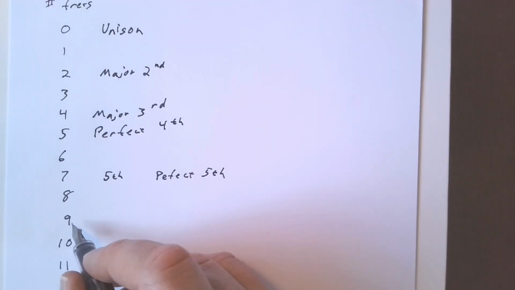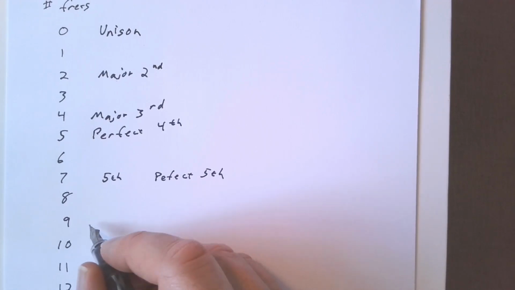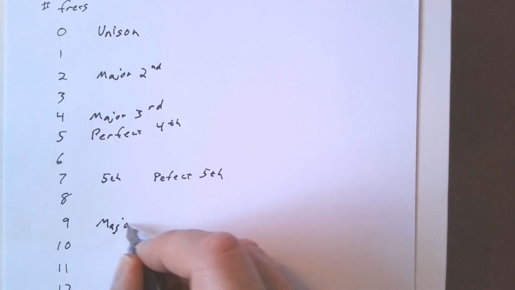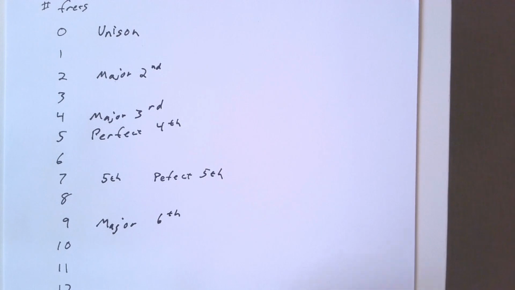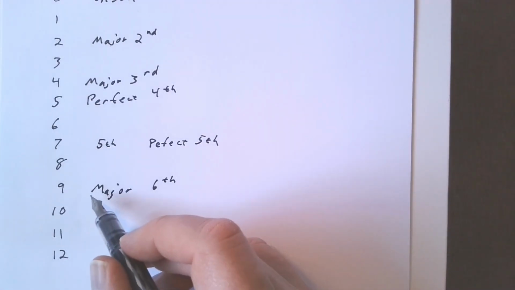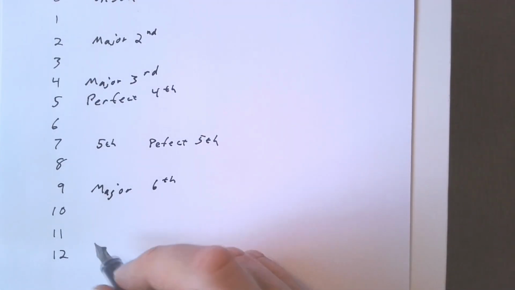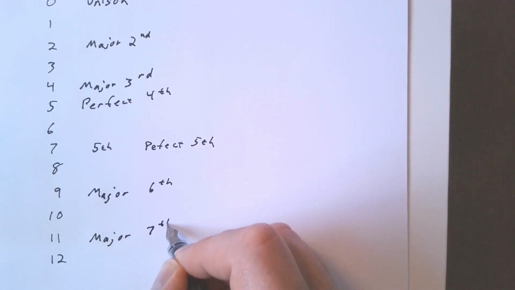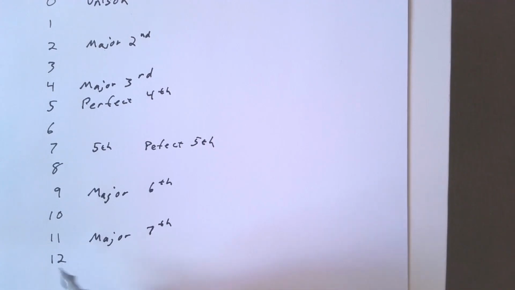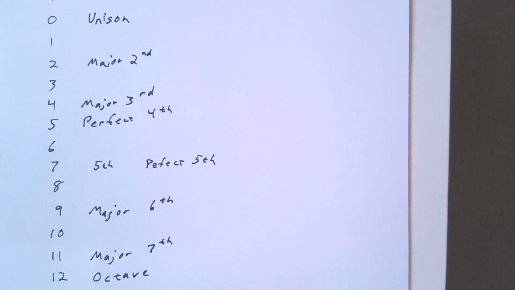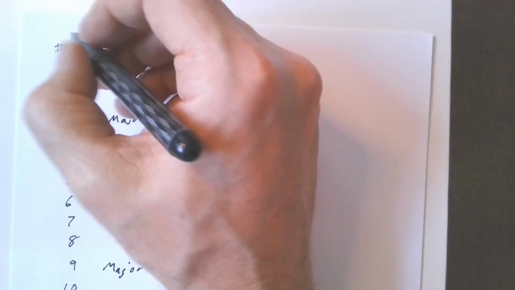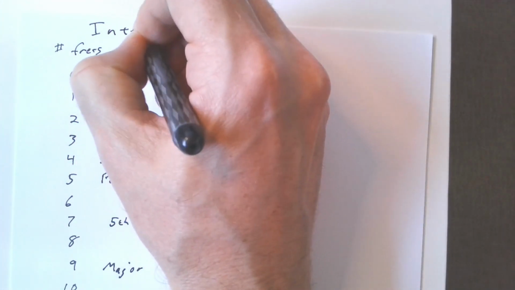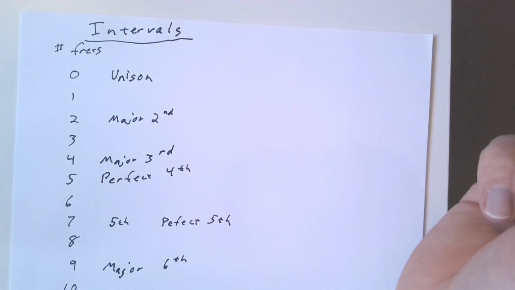Next major note is going to be 9 frets up. There's going to be the major sixth. And then another whole step to the 11th fret will be the major seventh. And then 12th is going to be 1 octave. These are intervals, where the word interval means the distance between 2 notes.